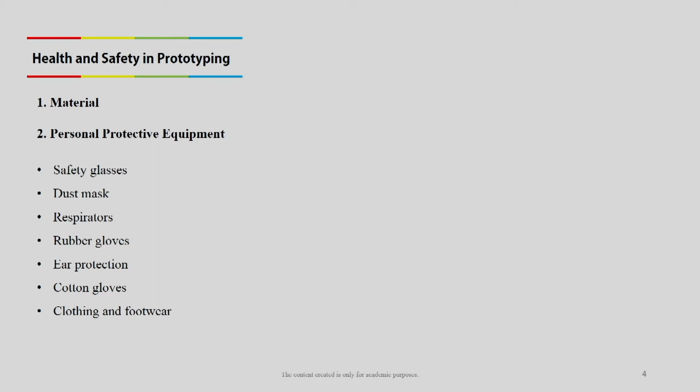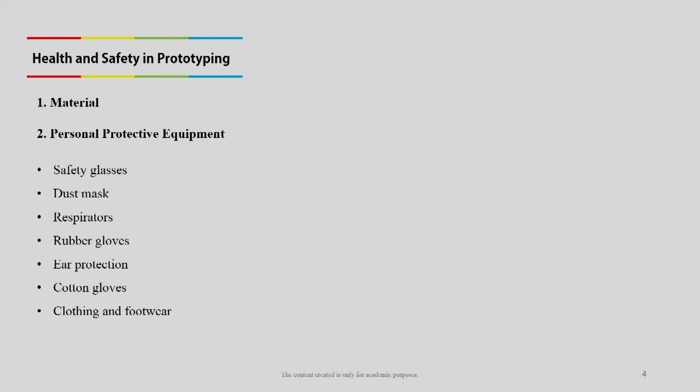Now, I will be discussing the health and safety equipments in prototyping. In this part you have to take care of two things. One is material, where you have to keep in mind the disadvantages of the material. For example, polyurethane, PU: while using polyurethane, you should keep in mind it has a bad effect on the body. Similarly, while using other materials, you should keep in mind how they will affect your health.